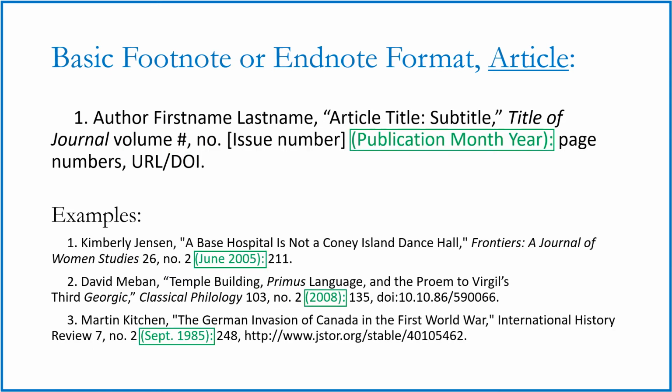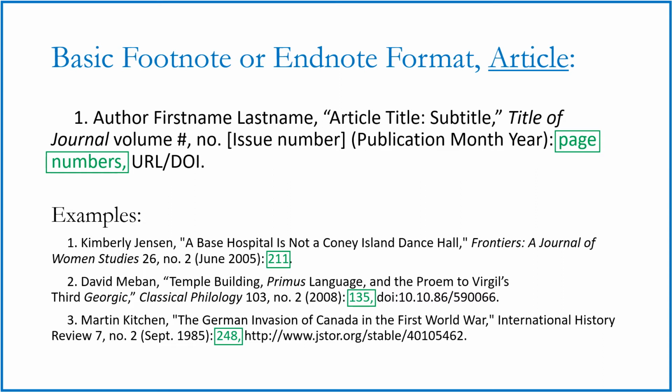Then the month and the year go in parentheses. Abbreviate all months except May, June, and July, but do not put a comma after the month. This is followed by a colon and a space. As with a book, if your journal article does not have one of these elements, such as example number 2 here, which only has a year for the date, just skip over it.